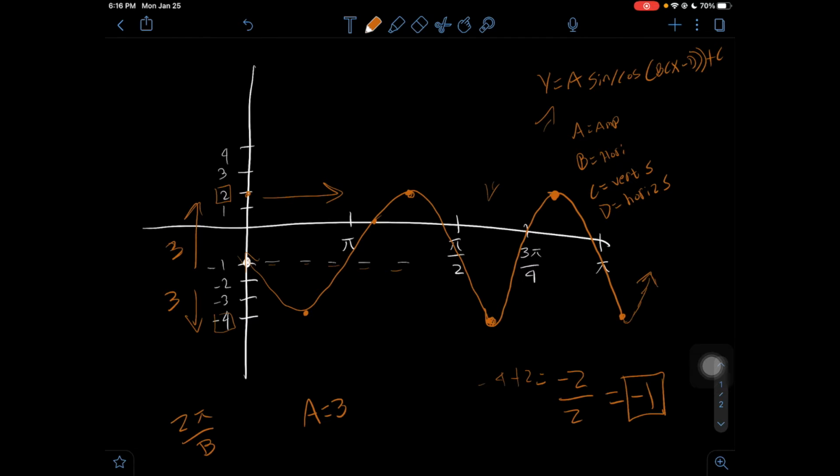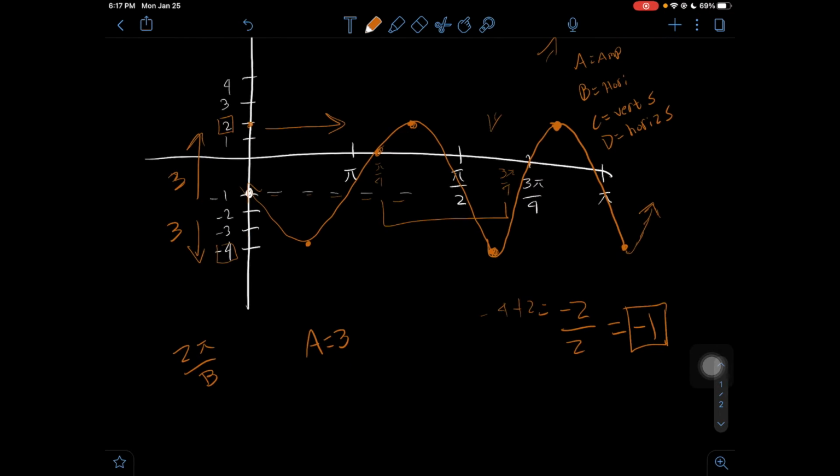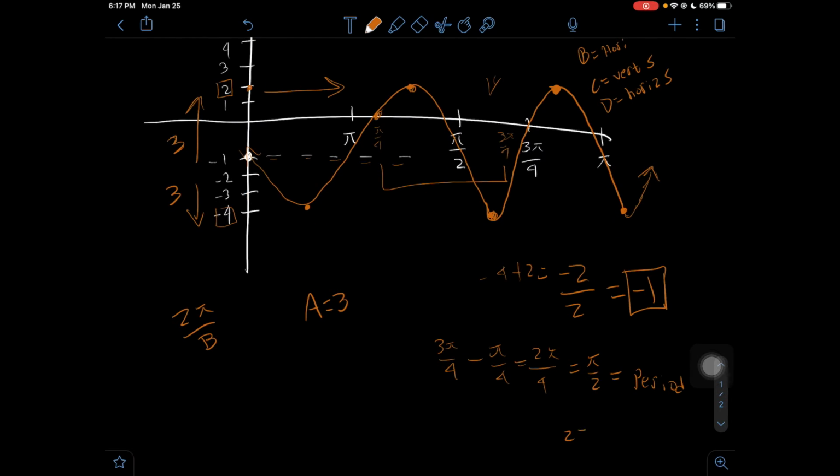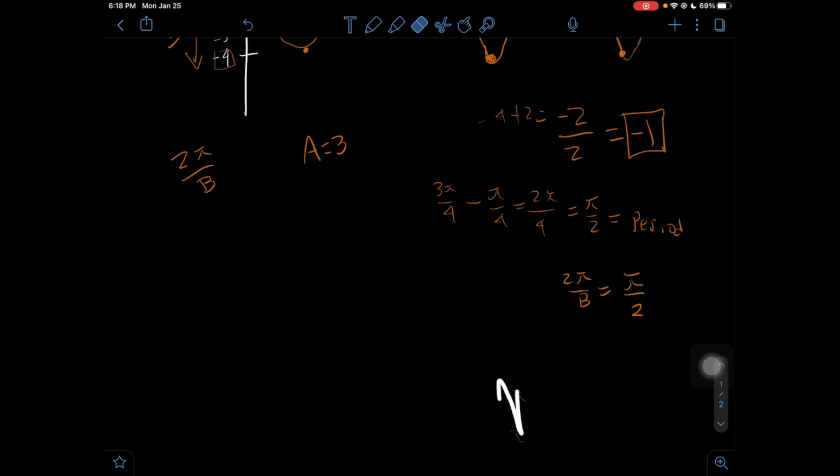So, we know that we have an intersection right here at, let's just call this pi over 4. And we have another intersection right here at 3 pi over 4. The difference in these points is equal to our period. So 3 pi over 4 minus pi over 4 equals 2 pi over 4, which simplifies down to pi over 2, which is equal to our period. Well, we just said that our period is 2 pi over b. And since we know that our period is equal to pi over 2, we can set 2 pi over b equal to pi over 2.